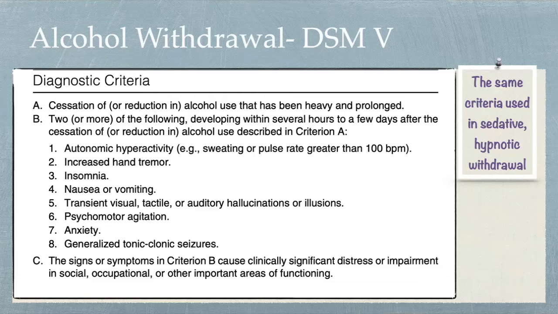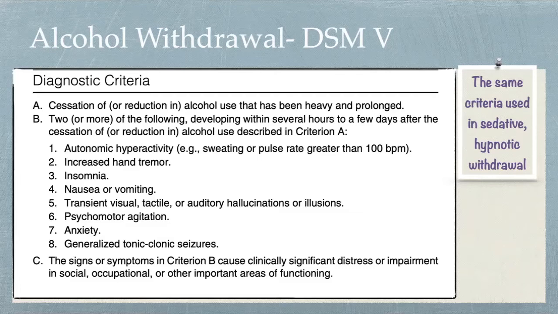The signs and symptoms include autonomic hyperactivity, for example sweating or pulse rate greater than 100 beats per minute, increased hand tremor, insomnia, nausea or vomiting, transient visual, tactile, or auditory hallucinations or illusions, psychomotor agitation, anxiety, or the severe form, generalized tonic-clonic seizures.